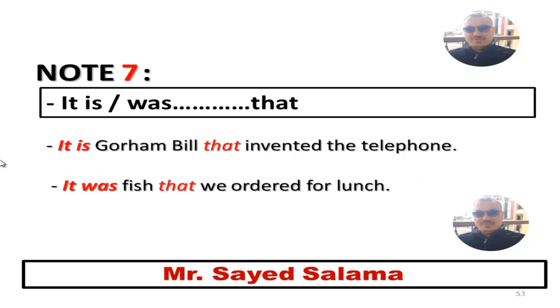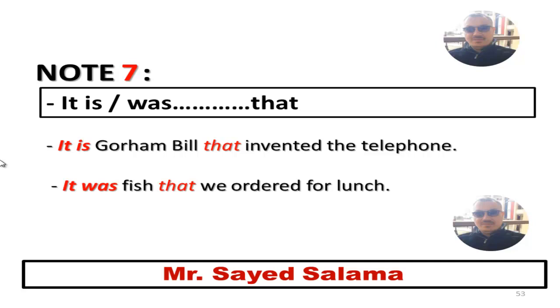Number 7. The phrase it is or it was must be followed by the word that. When I say, it is Graham Bell that invented the telephone. Don't say it is Graham Bell who invented the telephone. It is that. It was that. Remember this one. It was fish that we ordered for lunch. It is Graham Bell that invented the telephone. It is Ali that broke the window. Don't say it is Ali who broke the window. So it is that. Don't say it is who. So it is that, it was that.